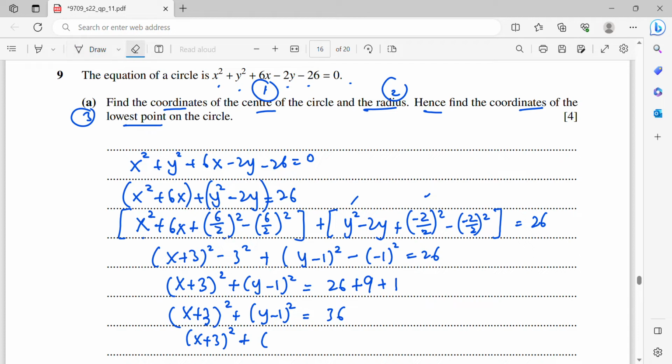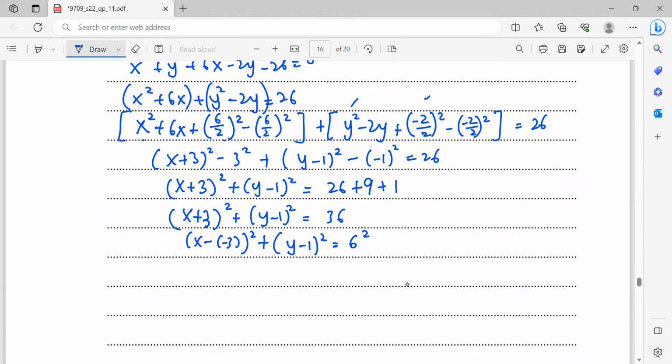Okay, now in order to get the coordinates of the center, I will write in general form so that we can read the coordinates of the center and also radius directly. So once you have obtained this form, that means the center is with coordinates minus 3 and 1. Then the radius will be 6.